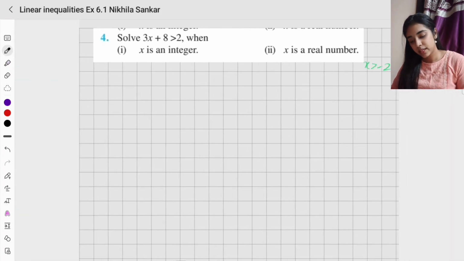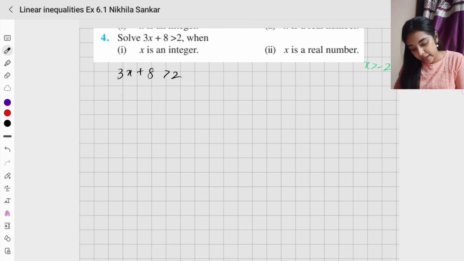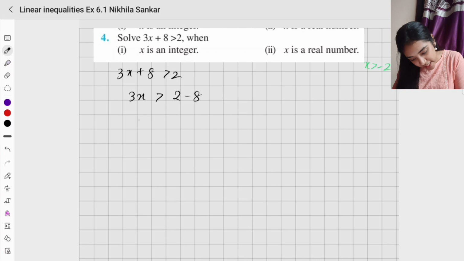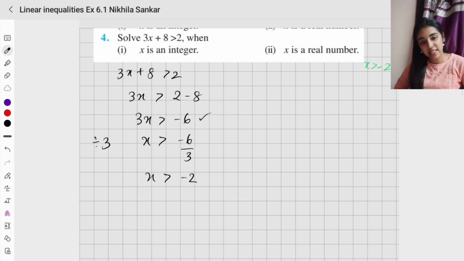Fourth question. Solve 3x plus 8 greater than 2. So I have 3x greater than 2 minus 8. 3x greater than minus 6, x is greater than minus 6 divided by 3, x is greater than minus 2. Here we are only dividing by a positive number, dividing by 3, okay? Even though you have a minus 6 here, the negative number does not matter. Only when you are dividing or multiplying by a negative number, the inequality changes, okay? So x is greater than minus 2 in this case.